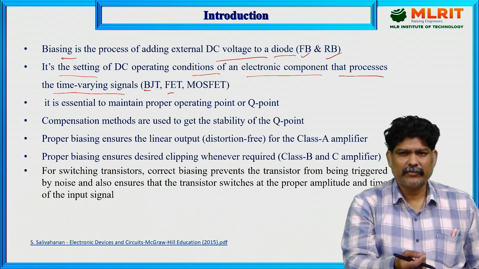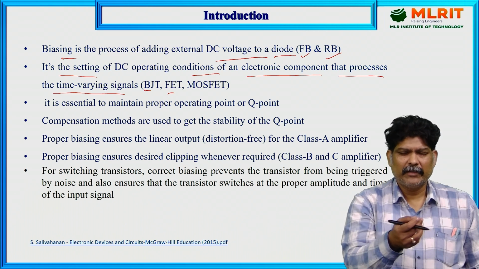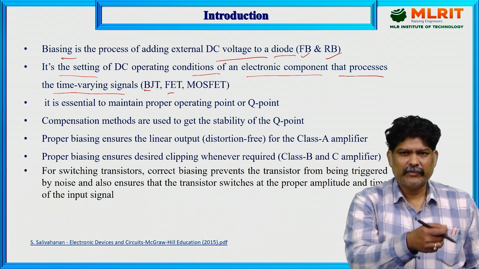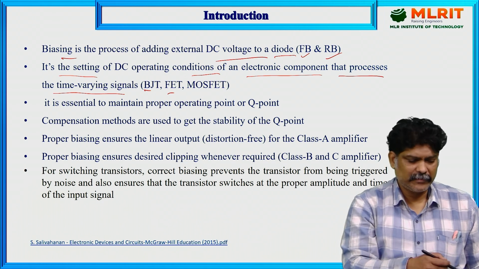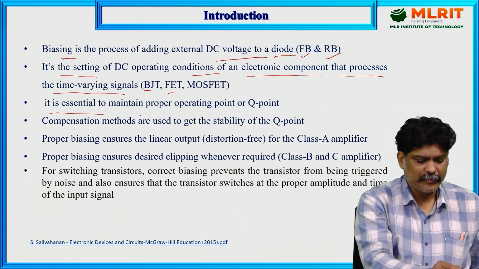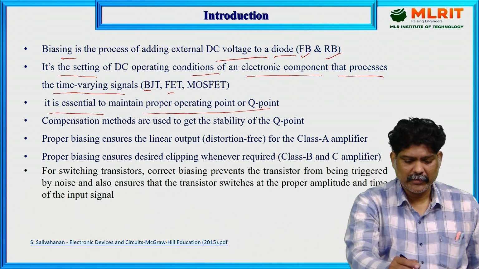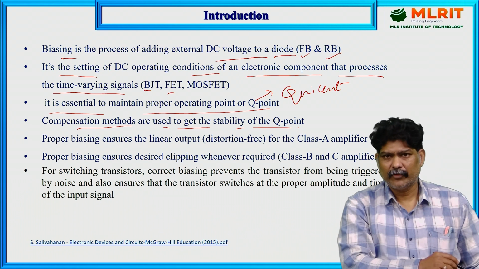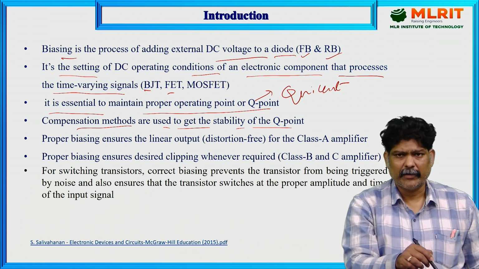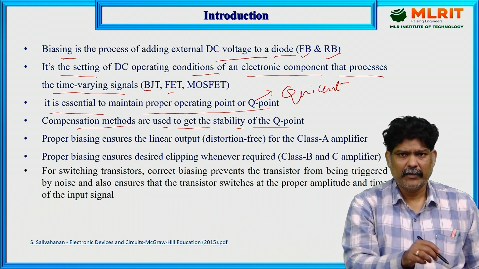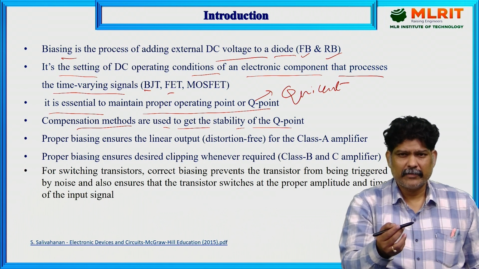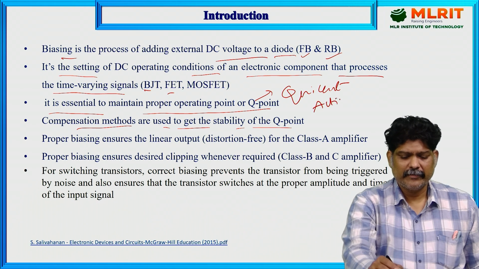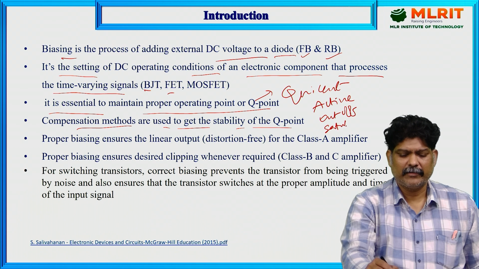So if the transistor is chosen for amplification, then before applying the AC input signal, we have to apply the DC biasing signal. So it is essential to maintain the proper operating point, the Q point, also known as the quiescent point. Compensation methods are used to get the stability of the Q point. Otherwise, the transistor may reach, actually a transistor operates in 3 different regions. We know active region, cutoff region and saturation region, right?